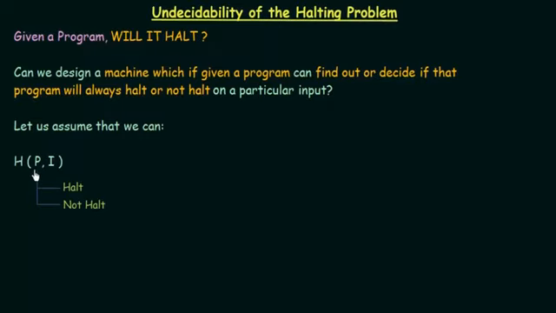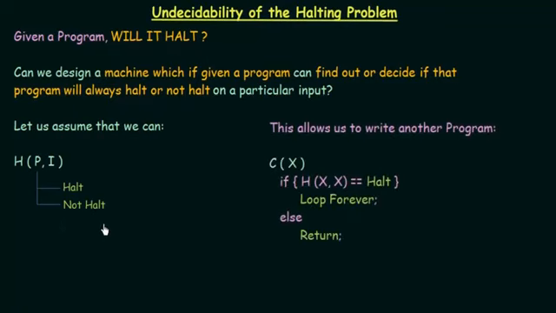On taking a particular program P and input I as arguments, this program H will tell us whether P will halt or not halt. We assume that this actually exists. So if we pass program P and an input I to H, it will tell us whether it will halt or not halt. If we can design such a program, then this allows us to write another program. Here is that program, and I call it C. C takes as an argument X, where X is any program.